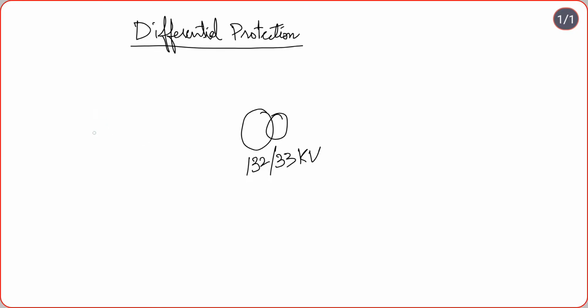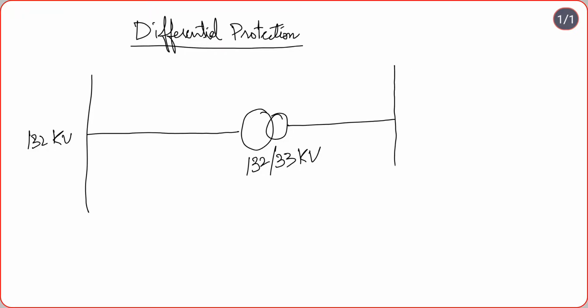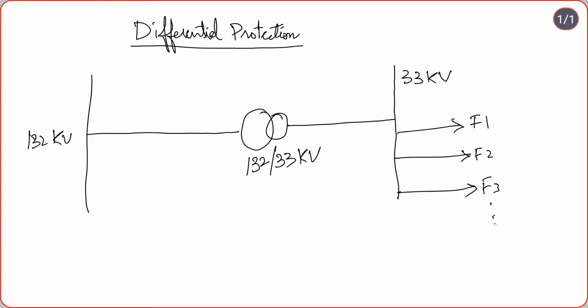On the source side it is fed from a 132 kV bus, and on the 33 kV side it provides supply to a 33 kV bus, which in turn feeds the various outgoing 33 kV feeders. Say it's feeder 1, feeder 2, feeder 3, and so on.